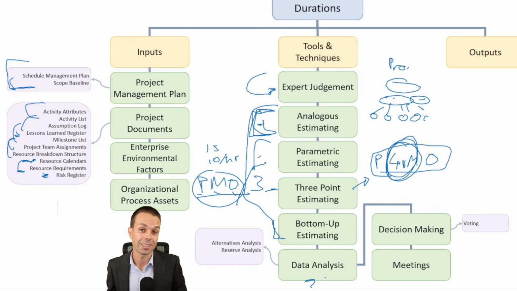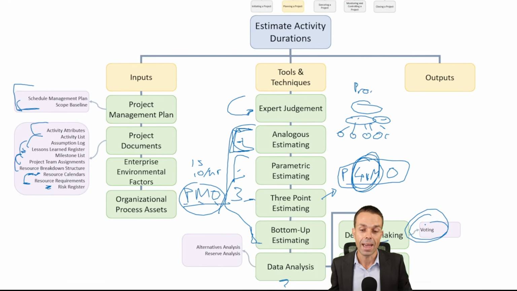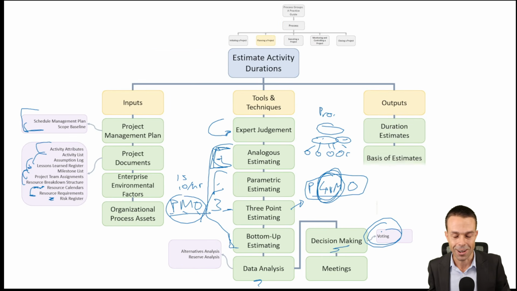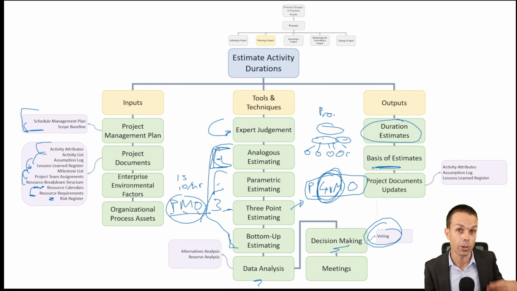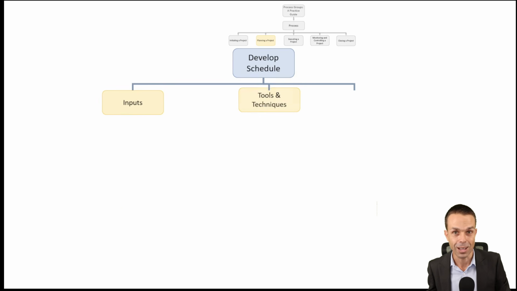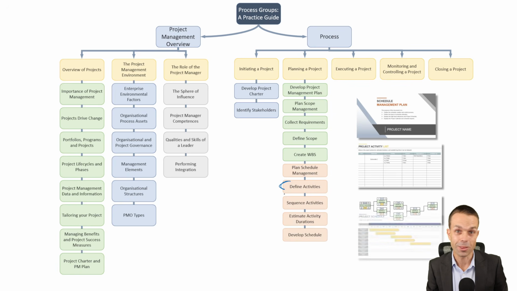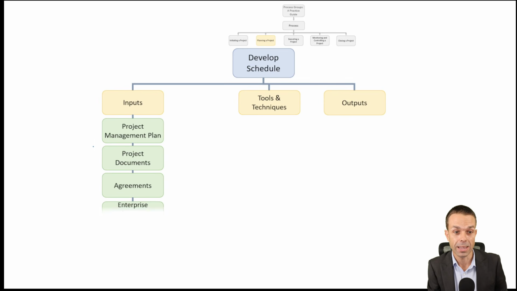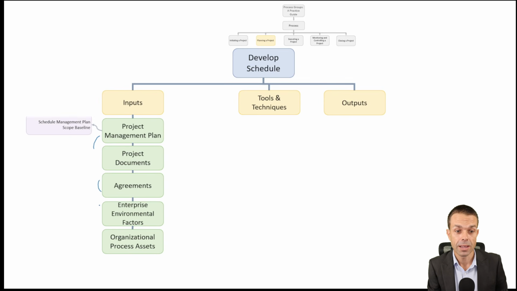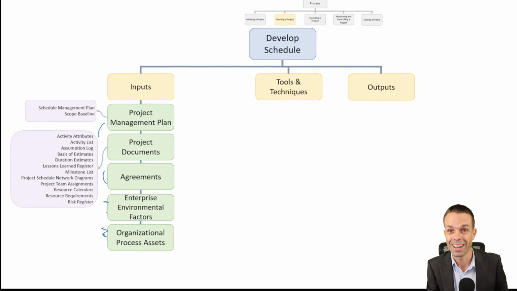We're going to need data analysis to do all of that, decision-making, and meetings, as always, to tie it all together. Now, the outputs that we're going to have are the duration estimates and the basis of estimates. So how do we come to those estimate decisions, and updating any activity attributes and assumptions that we've made along the way. Now that we've estimated those activity durations, we want to develop the overall schedule. So the things that we're going to need are our project management plan, project documents, agreements, and of course the environment and OPAs, as always.